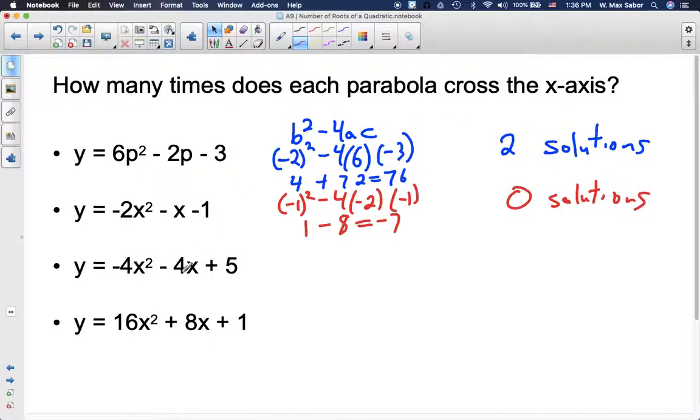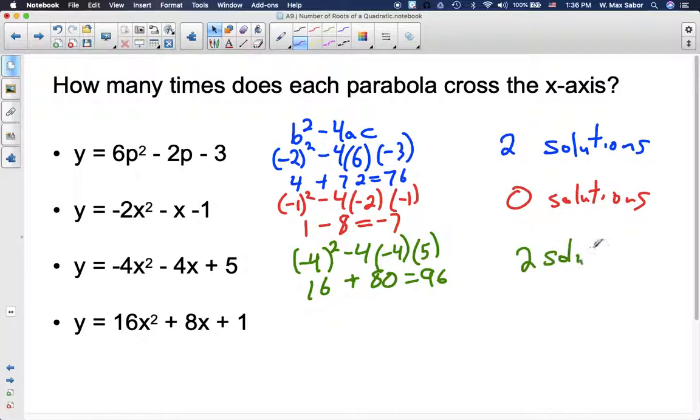A is negative 4, b is negative 4, c is 5. So negative 4 squared minus 4 times negative 4 times 5 is 16 minus 16 times 5 is 80. Negative times negative is a positive. So 96, that's positive, so 2 solutions.